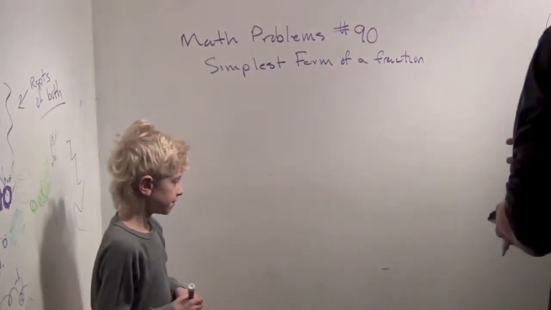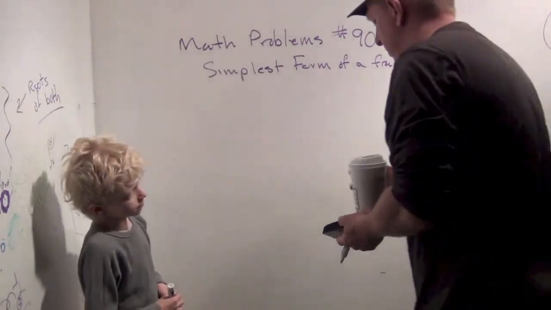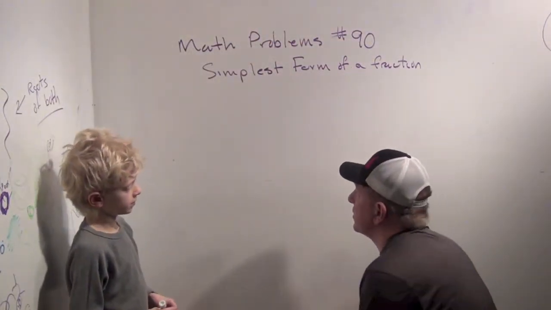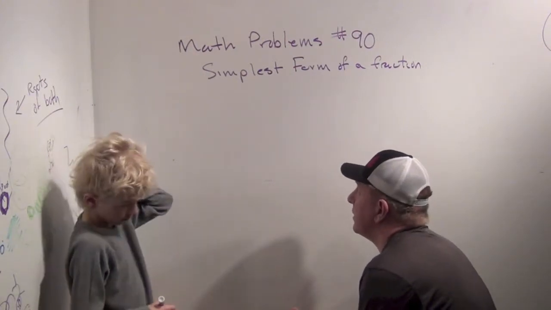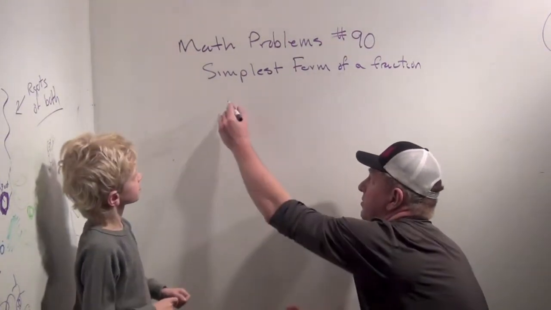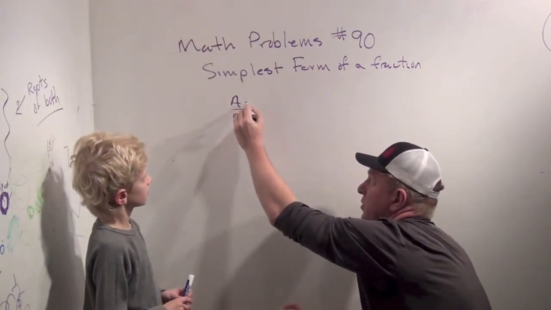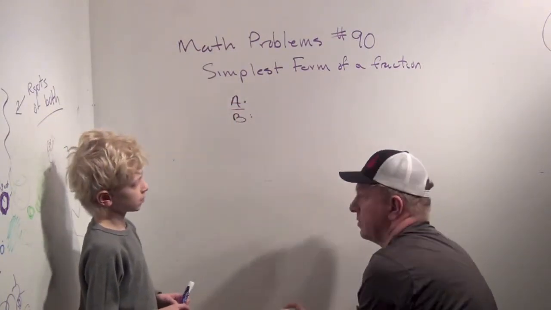Math Problems number 90. Today we were talking about the simplest form of a fraction. We've kind of been doing this all along without really talking about it, but it just means that when we write a fraction a over b, we want there to be no common factor between the top and the bottom.